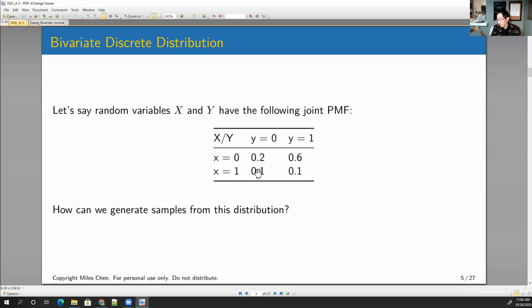The probability of y being 1 is 0.1, and y being 0 is 0.1. So when x equals 1, y has an equal chance of being 0 or 1. Whereas when x equals 0, y is much more likely, or biased, to be 1, right? Because when x is 0, the probability of y being 1 is 0.6, whereas the probability of y being 0 is only 0.2. So we can see that they are not independent because these are not proportional across the rows. And so how can we generate samples from this distribution?